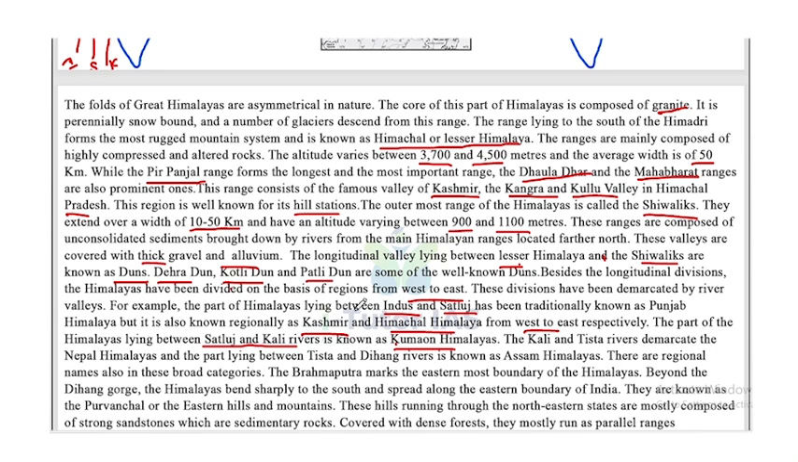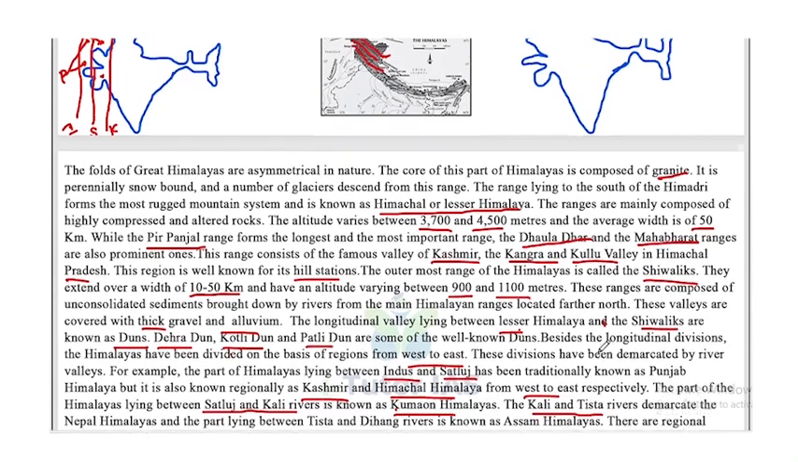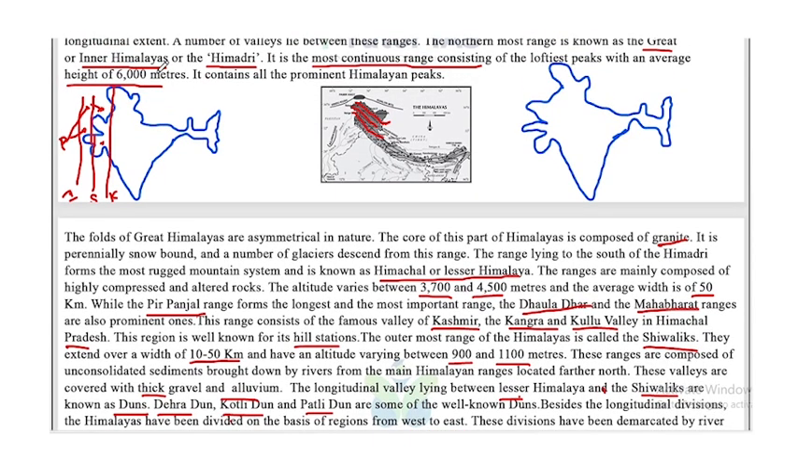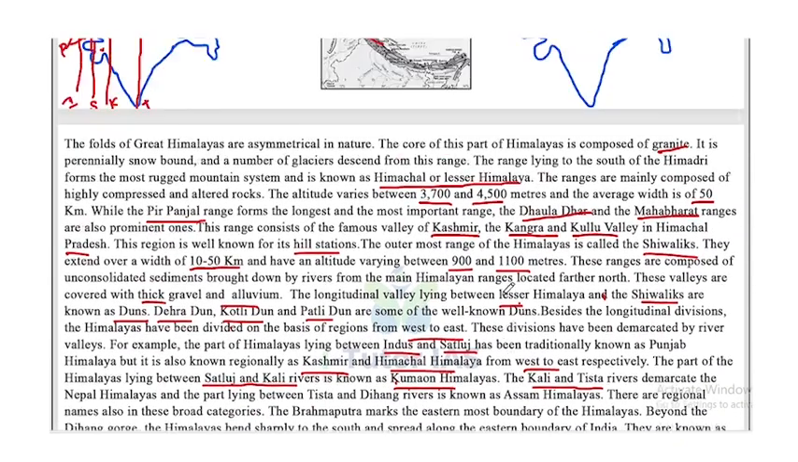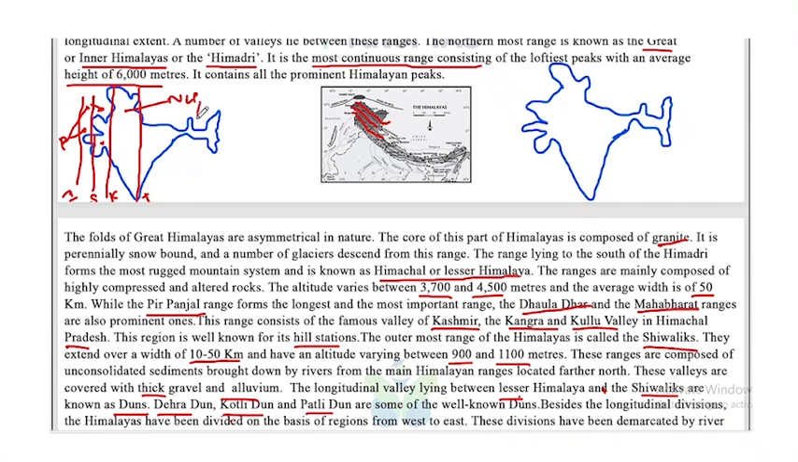Next, the Kali and Teesta rivers demarcate the Nepal Himalayas, and the part lying between Teesta and Dihang river is known as Assam Himalaya. So the part lying between Kali and Teesta is known as Nepal Himalaya. This is Kali and this is Teesta. And the next one, between Teesta and Dihang rivers, is known as Assam Himalaya.